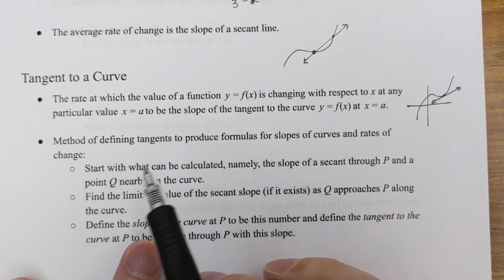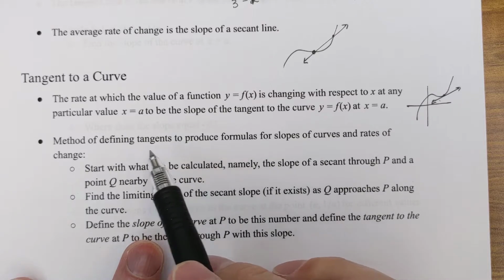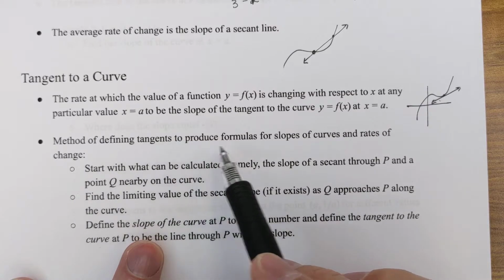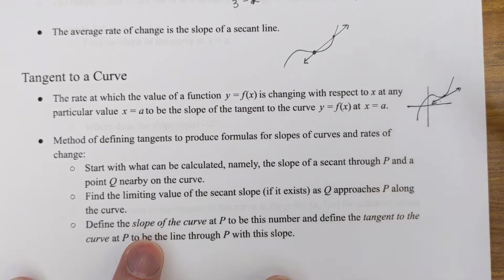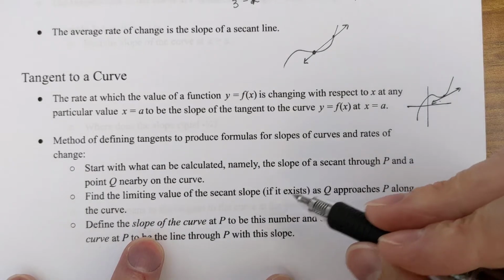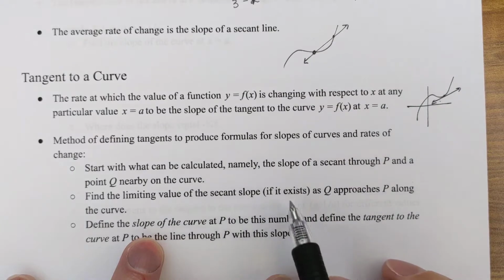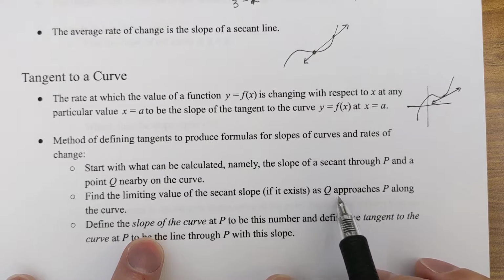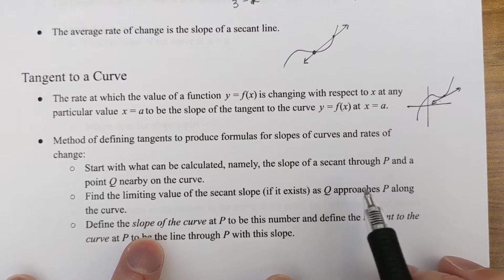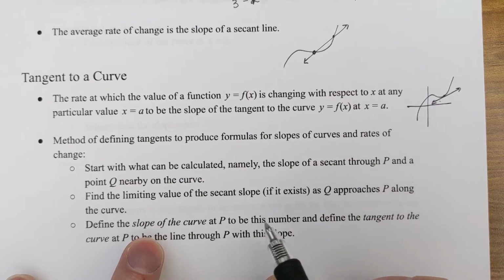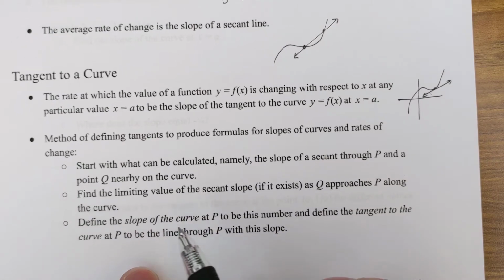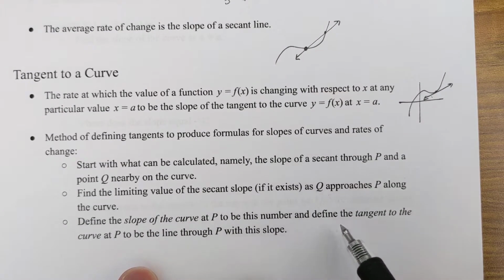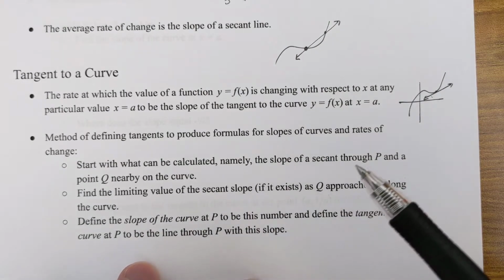So there we go, the method of defining tangents to produce formulas for slopes of curves and rates of change. You start with what can be calculated. So you find some initial point p and some point q nearby. Then you let q move towards p and keep recalculating the slope. Essentially you're finding the limit as q moves closer to p. You define the slope of the curve at p to be this number and define the tangent line to be the line with that slope.